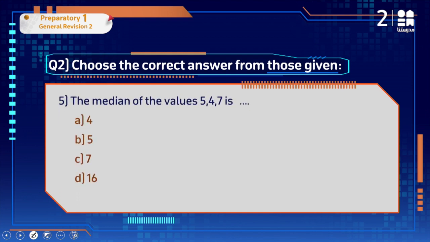So the median of the values 5, 4, 7 is what? To get the median, we have to arrange the values from least to greatest or vice versa. So here, 4, 5, 7. And cancel left and right. Which value is in the middle? 5 is in the middle, so the median is 5.